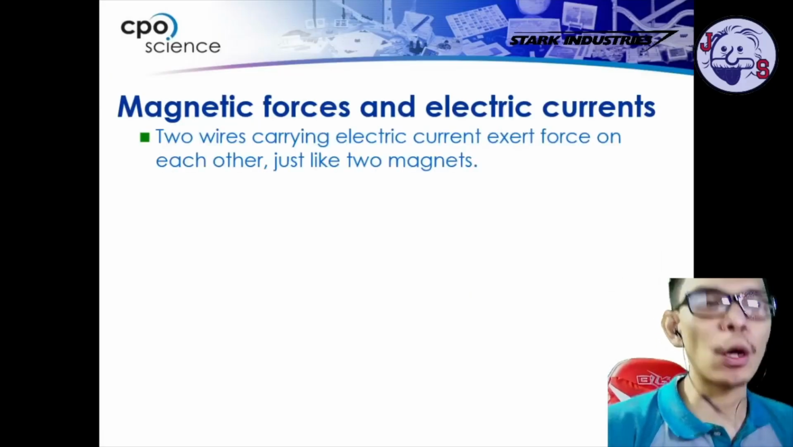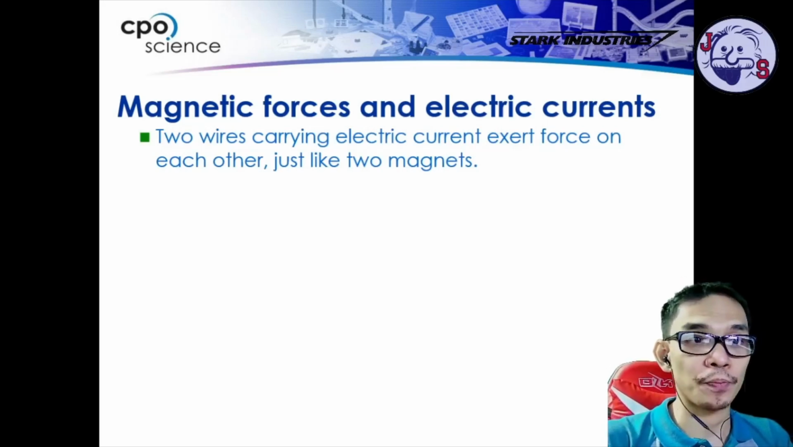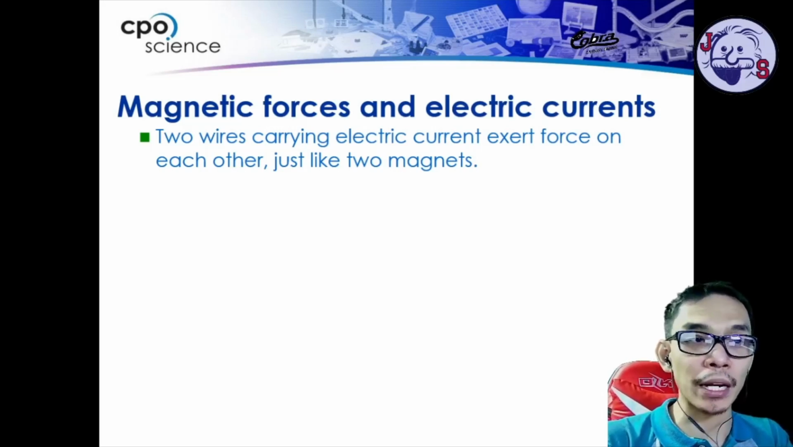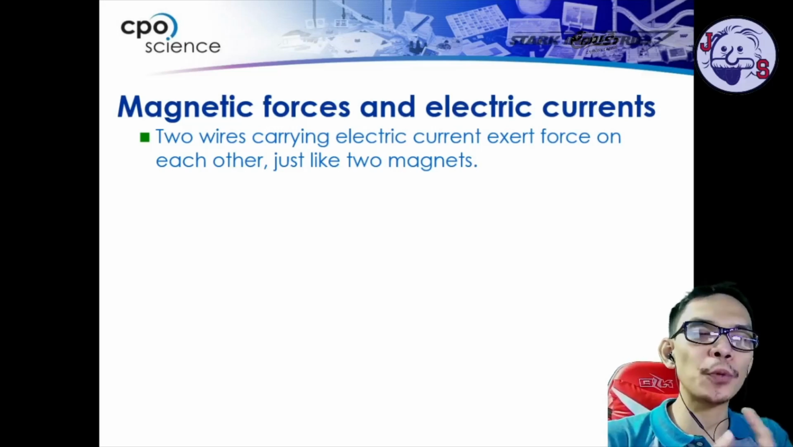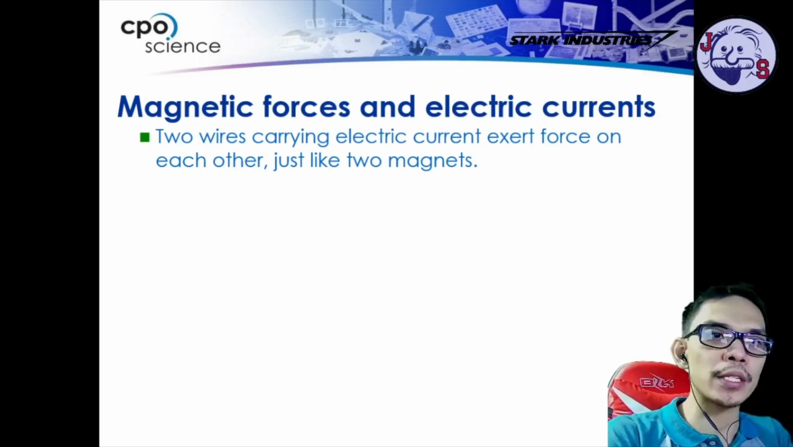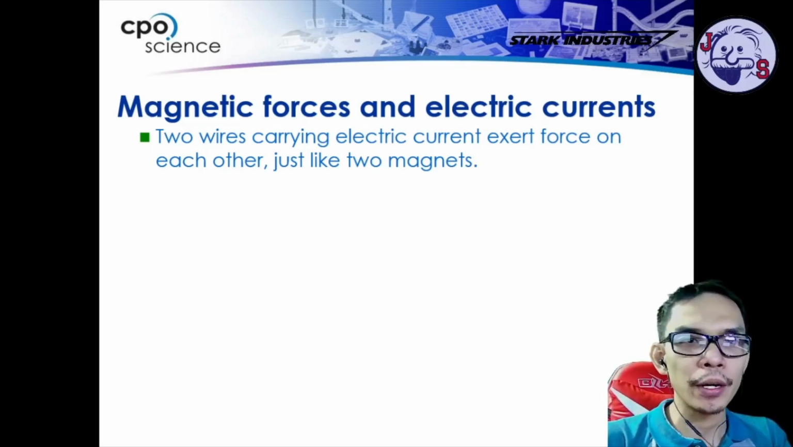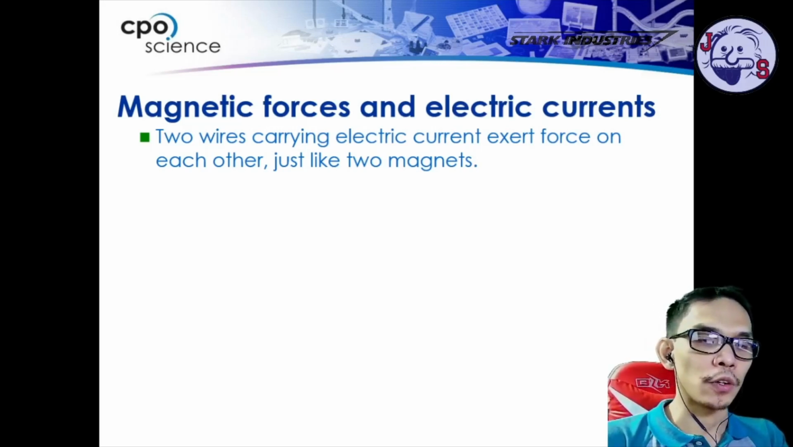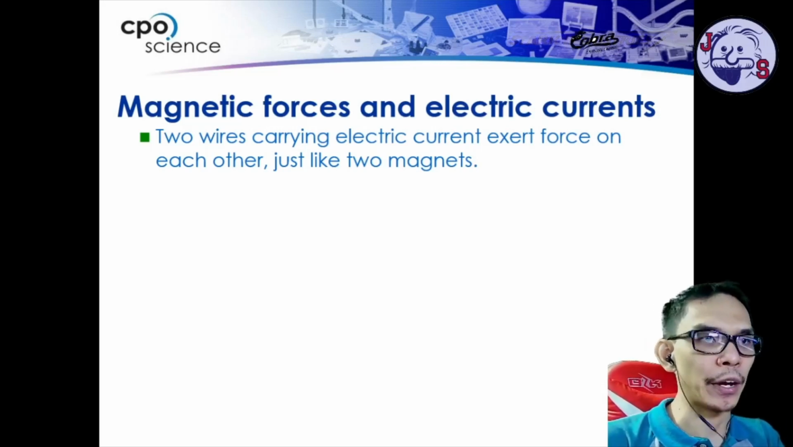So the next part: what if you have two wires? If you have two wires with current on them, we already know that current creates magnetism, so each will produce its own magnetic field. So these two wires will interact with each other and create a magnetic force. Remember, forces work in pairs.